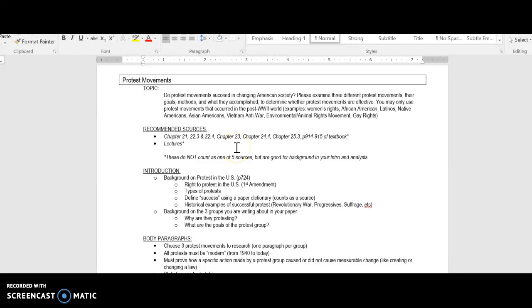In terms of books in the library, there are lots and lots of books on protest movements as well as on these individual protest groups. The librarian is probably going to pull a sampling of some of these books, but I'll be taking you on a tour of the library in class one day and point out some of the areas of the library where you can find additional books depending upon which 3 groups you choose.